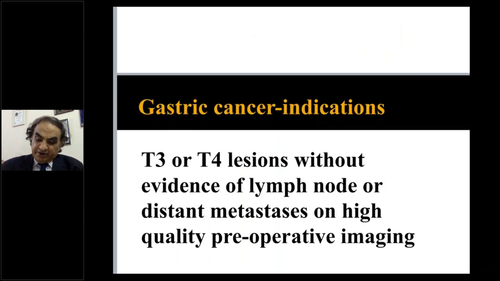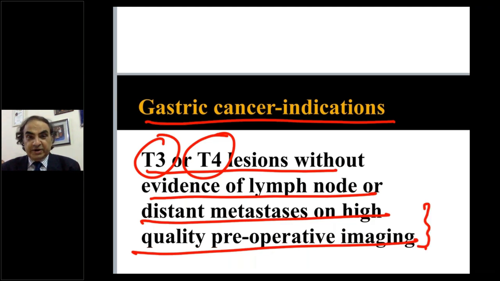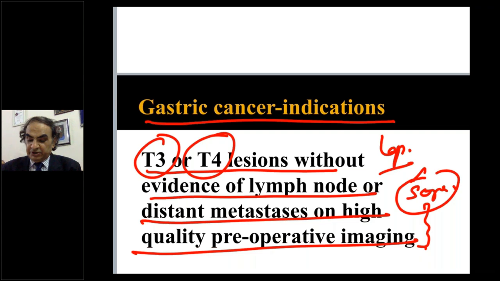Now, I'm taking one by one, pancreatic covered. T3, T4 lesions without evidence of lymph node or distant metastasis in high-quality preoperative imaging. That's the indication in gastric cancer. So what are the indications in gastric cancer? Straightforward, T3, T4, no confusion. Without evidence of lymph node or distant metastasis in high quality imaging. But if you decided to do laparotomy, put in a scope, you have surprises in T1 and T2 stages also. This is an old statement. I'm just qualifying the statement for you.